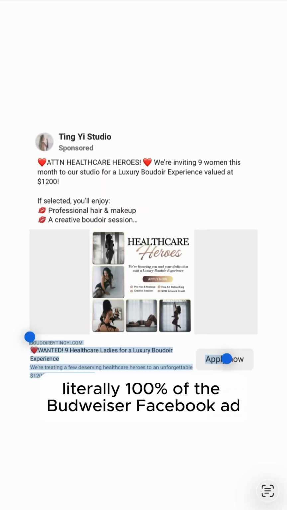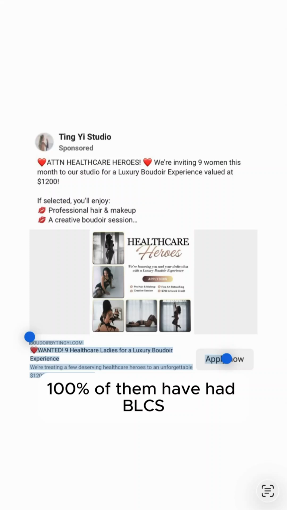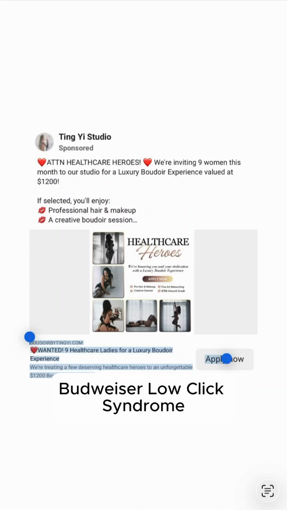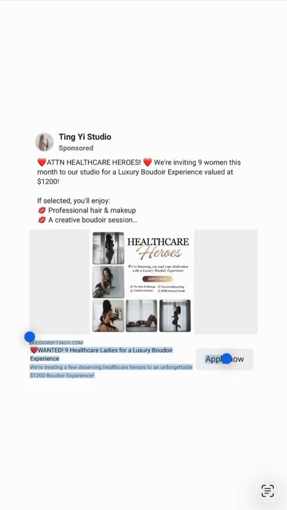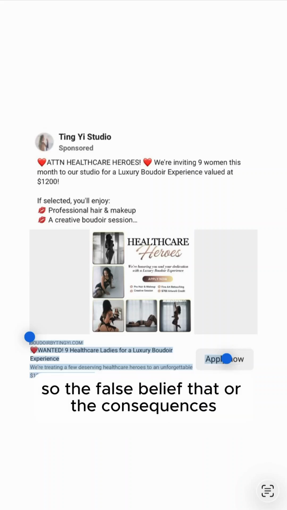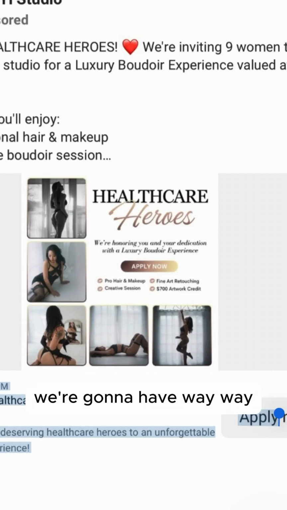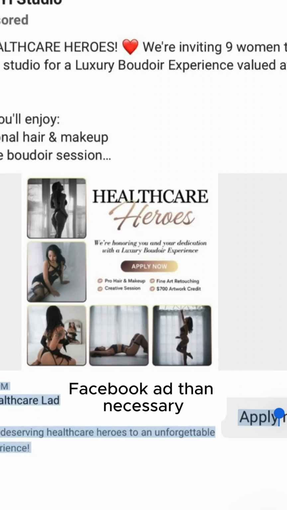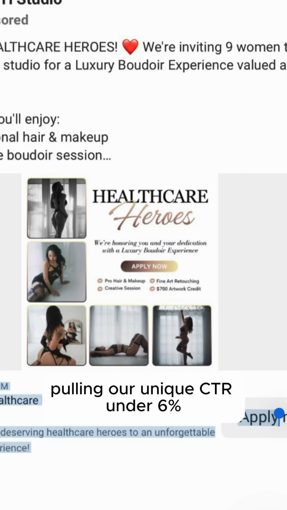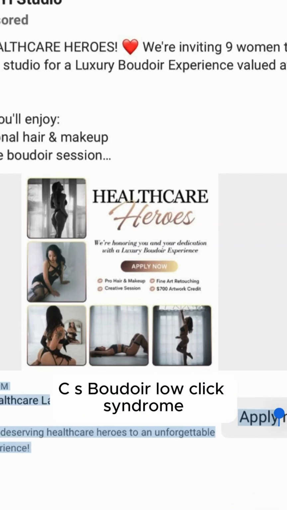Well, in literally 100% of the Boudoir Facebook ad backend metrics I've seen and have tested myself, 100% of them have had BLCS, Boudoir low click syndrome, with a unique CTRL under 6%. And why is that? Because everyone's making these same 3 pre-click mistakes. The consequences of making this looks like an ad mistake is that we're gonna have way more women scrolling by our Boudoir Facebook ad than necessary, pulling our unique CTRL under 6% and increasing the probability that we have BLCS, Boudoir low click syndrome.